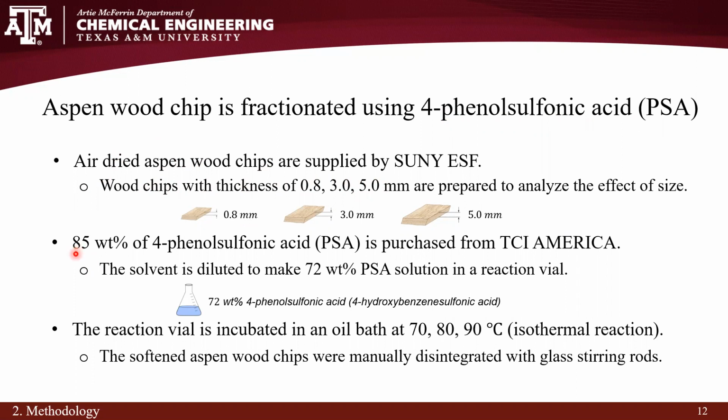Then the 85 weight% PSA solution is first purchased from TCI America, and then diluted to make 72 weight% in the reaction vial. Then the reaction vial is incubated in the oil bath at 3 different fixed temperatures, which are 70, 80, and 90 degrees Celsius, to formulate isothermal reactions. Then the soaked aspen wood chips were manually disintegrated with a glass stirring rod, and the jelly-like pulps are obtained and went through the measurement.